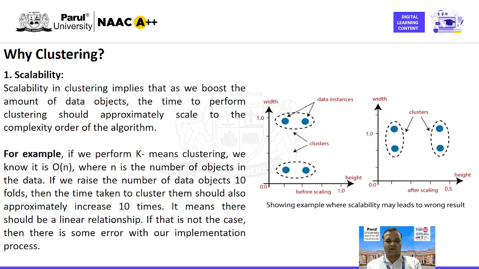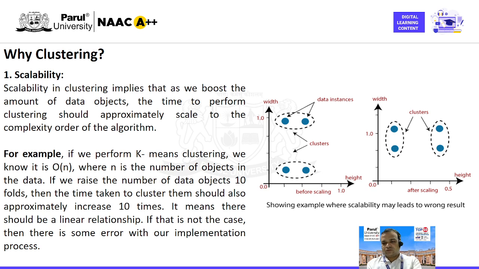For example, if we perform k-means clustering, we know it has O(n) complexity, where n is the number of objects in the data. If we raise the number of data objects 10 fold, then the time taken to cluster them all should also increase approximately 10 times. Okay, so that is the scalability. It means there should be a linear relationship. If that is not the case, then there is some error with our implementation process.